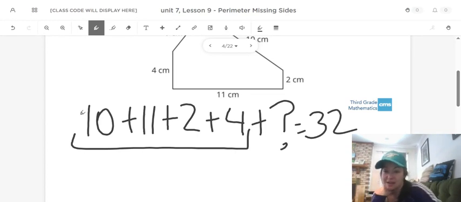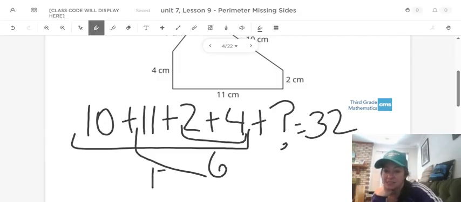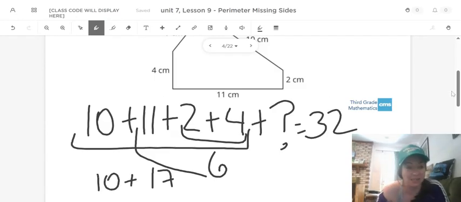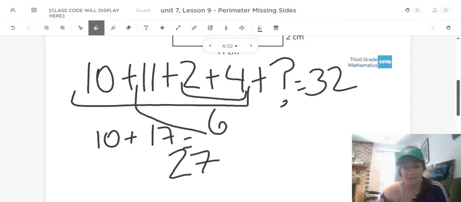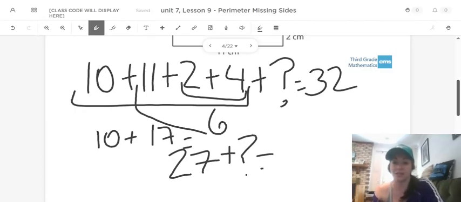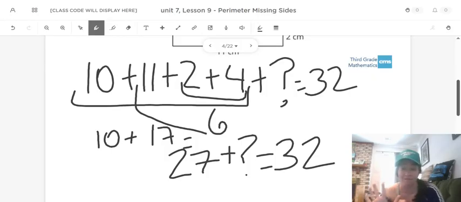So I know that 2 plus 4 is 6. I know that 6 plus 11 is 17. And 17 plus 10 is going to give me 27. Okay, so now the last thing I need to do is figure out 27 plus what equals 32. Two ways you can solve this. One, you can just count up from 27 to get your answer. 27, 28, 29, 30, 31, 32 to get the answer of 5 centimeters.